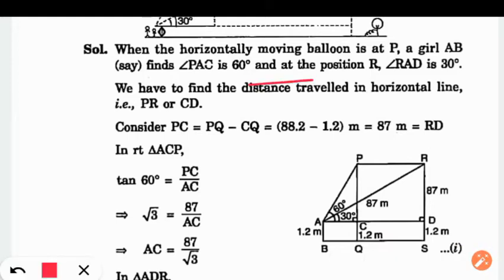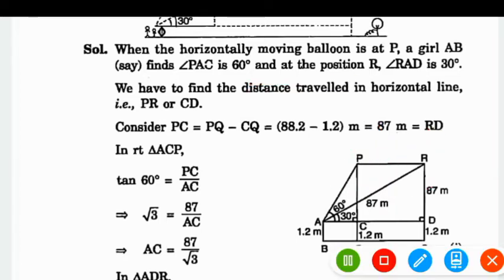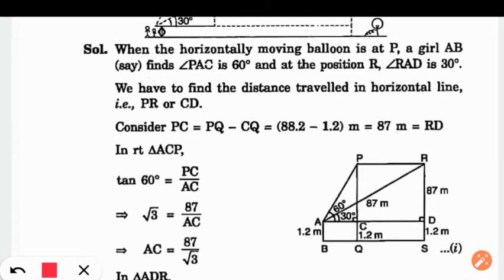And at a position R, when the balloon initially it was there at the point P, now it is at the point R. In that case, it makes this angle RAD, which is 30 degree. So, we have to find the distance travelled in horizontal line, that is PR or CD. This is what we are required to find.